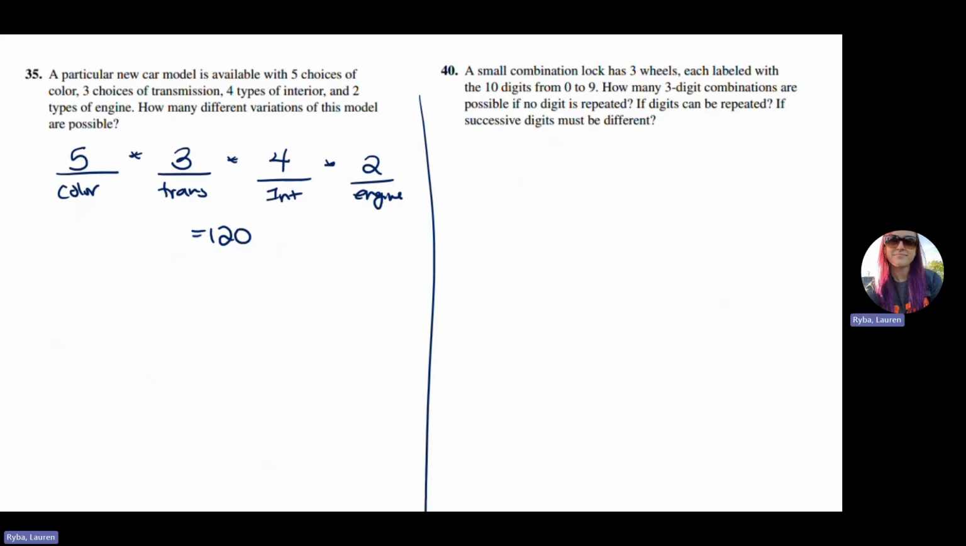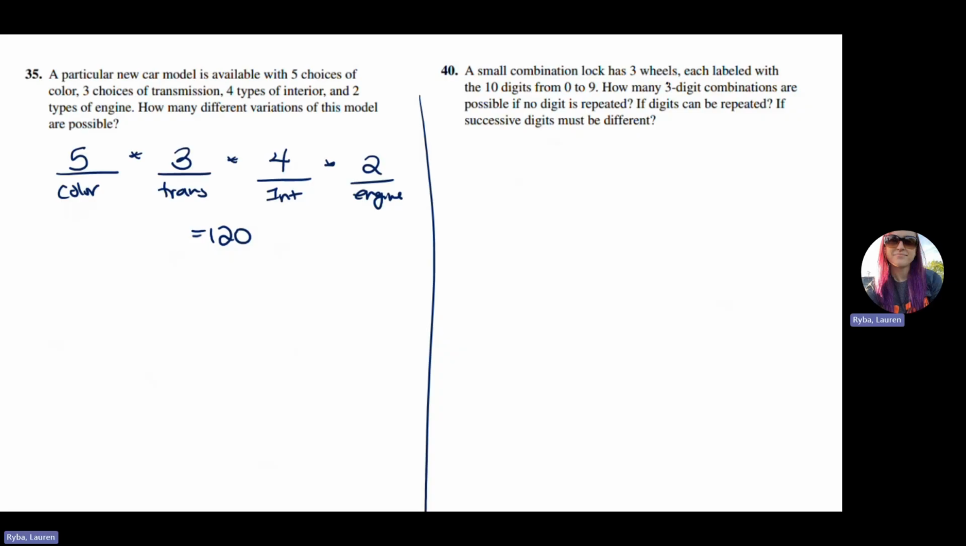A small combination lock. Note, a combination lock is actually not a combination. We call it a combination lock, but it is actually a permutation lock because the order that you put the numbers in matters, right? If your code is 32, 15, 6, you have to put them in that order. I can't change the order up.